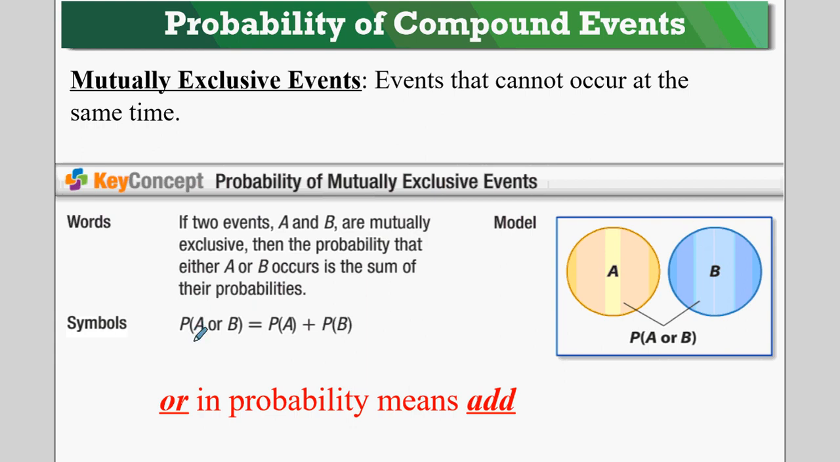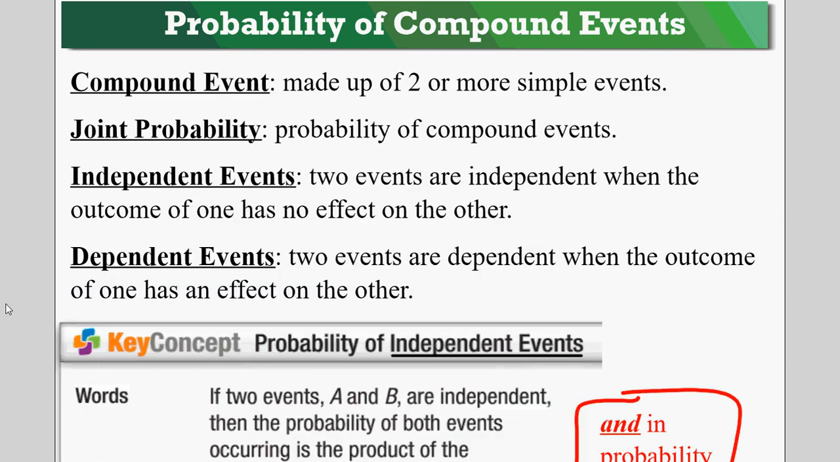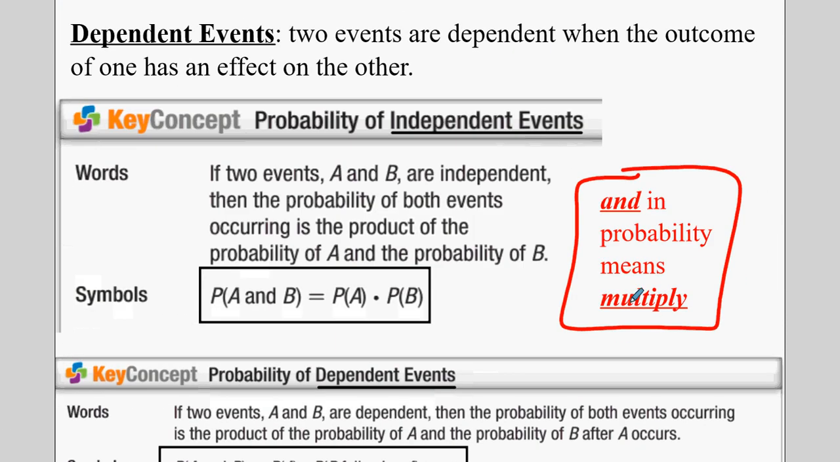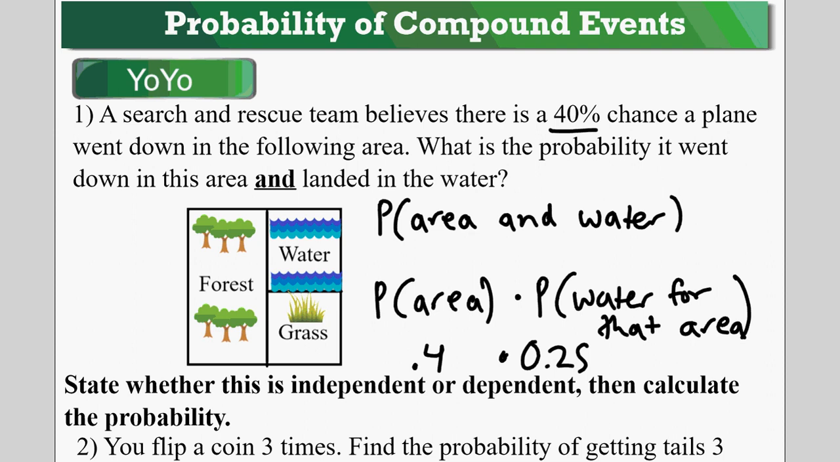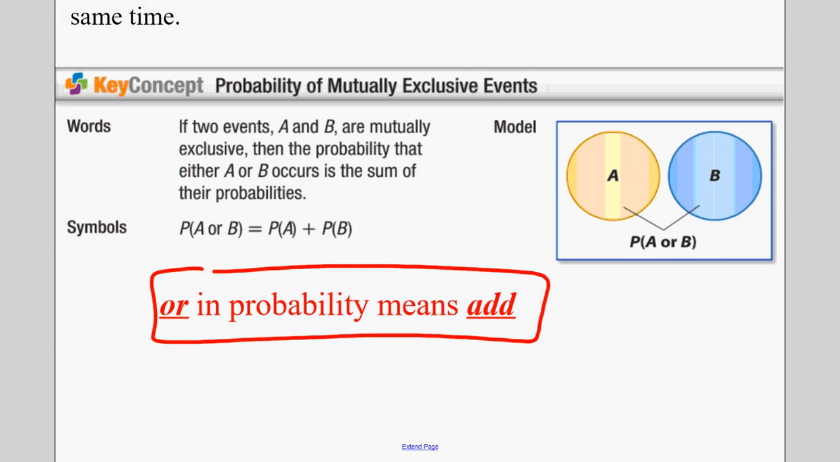The probability that A occurs or B occurs is simply the addition of the 2. And you'll see the word or in mathematics is associated with adding, the operation add. If they use the word or, you're going to be adding the 2 probabilities. That's different than before, where if they used the word and, that meant multiply. So and means multiply in probability, or means add.